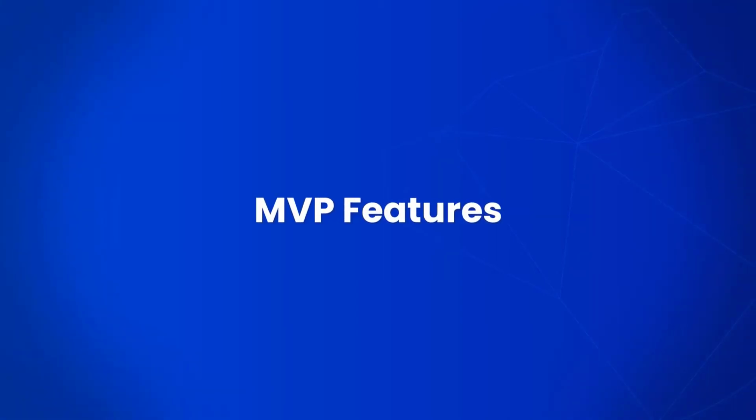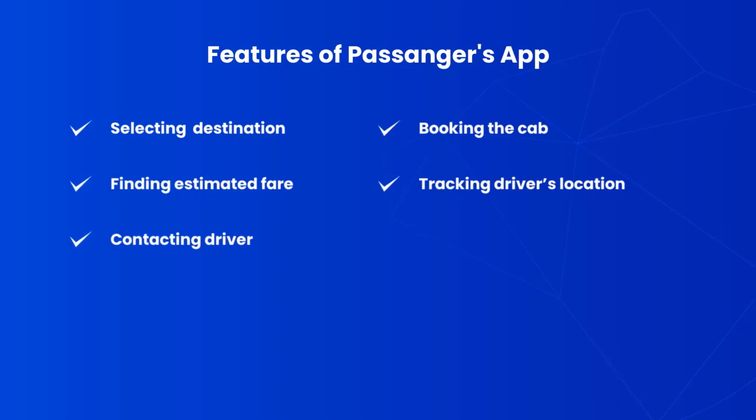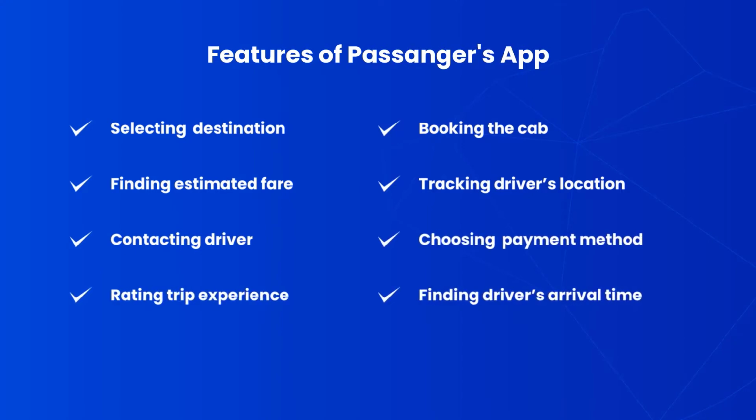You would have observed that each module in Uber has its unique set of features and functionalities. These features are classified as MVP features and advanced features. The features of the passengers module are selecting a destination, booking the cab, finding estimated fare, tracking the driver's location, contacting the driver, choosing a payment method, rating trip experience, driver's arrival time, expected trip time, and more.